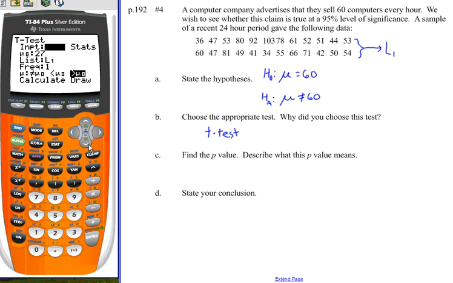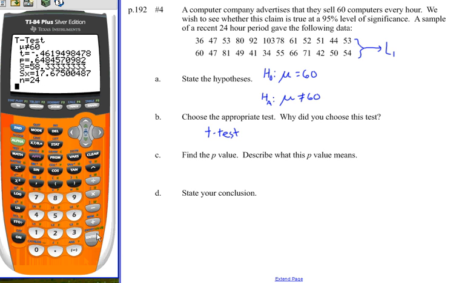Now I do have to enter some information. First of all, this means our original claim, our original average, which is 60. We are testing the claim that this average is equal or not equal to 60. And that's it. We don't have to figure out the mean and standard deviation. We can let the calculator do the whole thing for us.